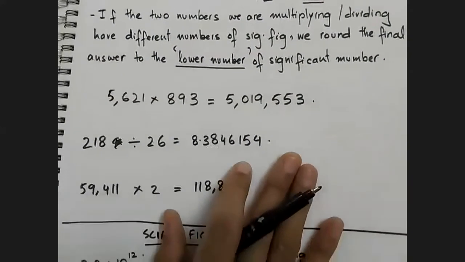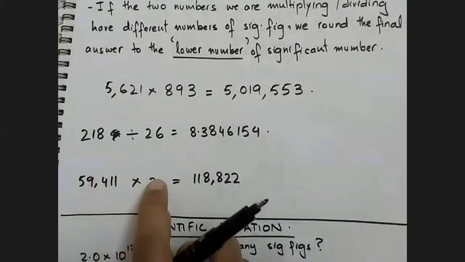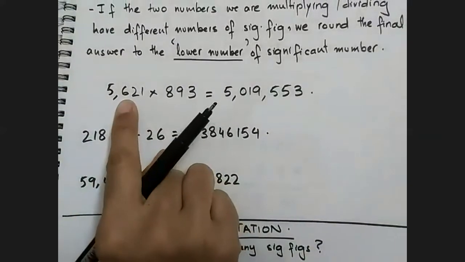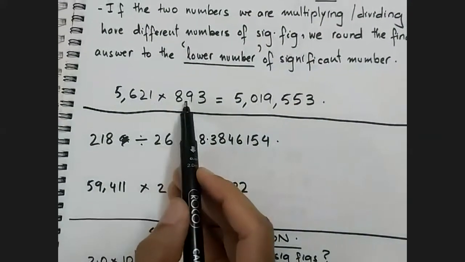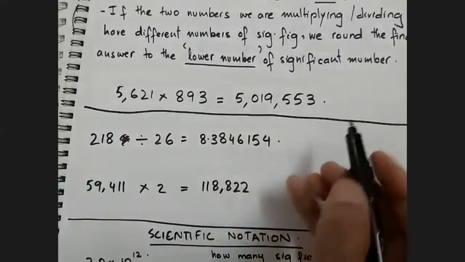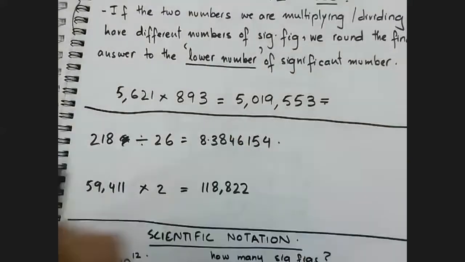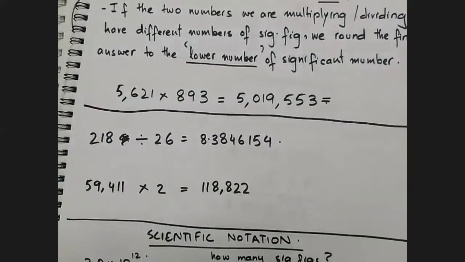Okay. Now do this with me. Who will do this? 5621 multiplied by 893 giving me this. So round it off to the appropriate significant figures. Okay, Abdul Wadud.